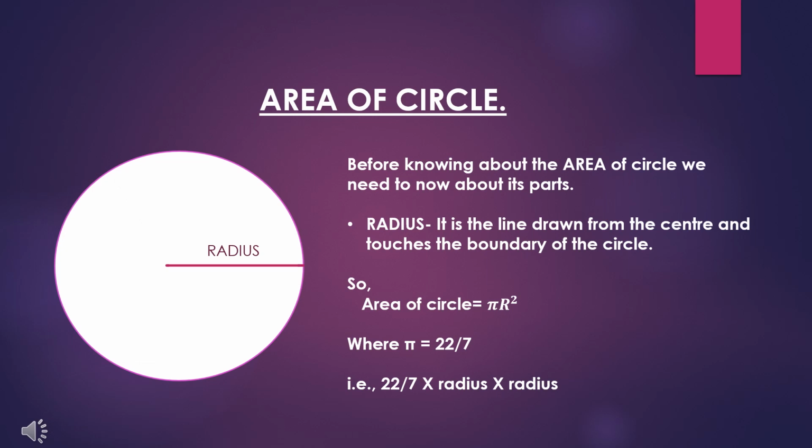Area of circle. Before knowing about the area of circle, we need to know about its parts. Radius. It is the line drawn from the center that touches the boundary of the circle. So, area of circle is equal to pi r square. R square stands for the radius multiplied twice, where pi represents 22 by 7. That is 22 by 7 into radius into radius.